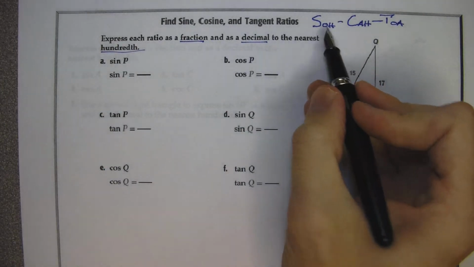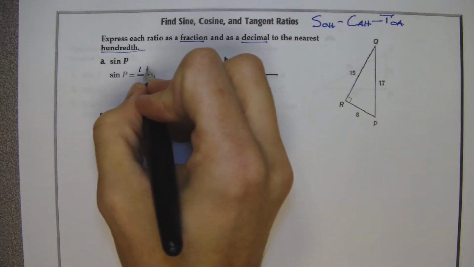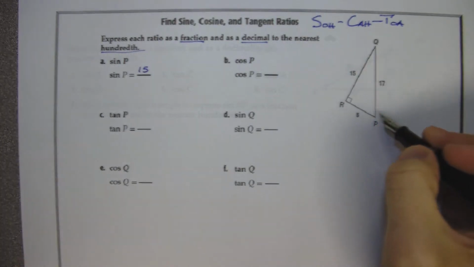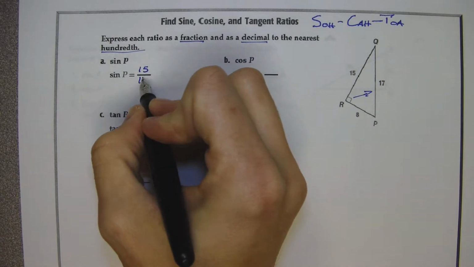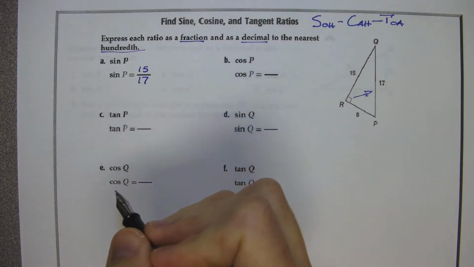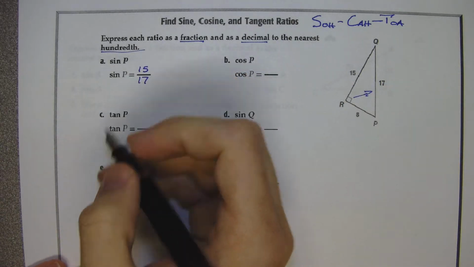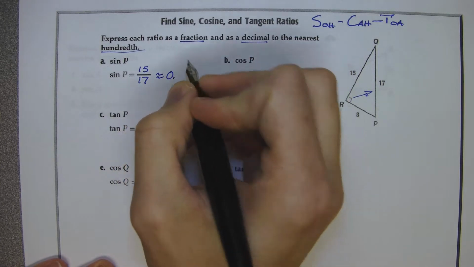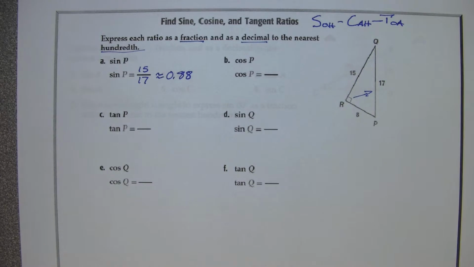So again, sine is opposite over hypotenuse. Here's angle P. The opposite side is 15. So let's write that down: 15 over the hypotenuse. In this case, our hypotenuse is here. Remember, it's opposite the right angle. It's 17. So on a calculator real quick, you can type in 15 over 17. We were asked to round to the nearest hundredths position. So it is approximately 0.88, once we round.